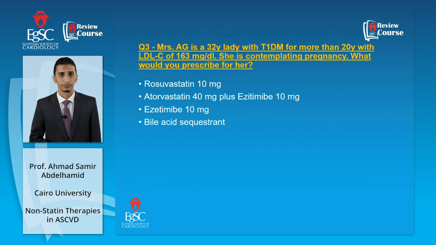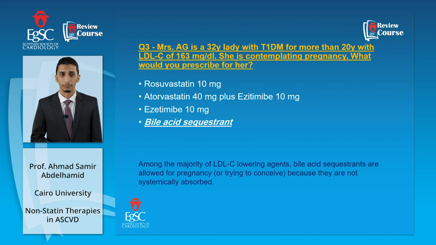Mrs. AG is a 32 years old lady with type 1 diabetes for more than 20 years. She has LDL cholesterol of 163. She is contemplating pregnancy. What would you prescribe for her? Rosuva 10, Atorva 40 plus ezetimibe 10, or bile acid sequestrants? Okay, bile acid sequestrants are the only agents approved during pregnancy because they have no systemic absorption.